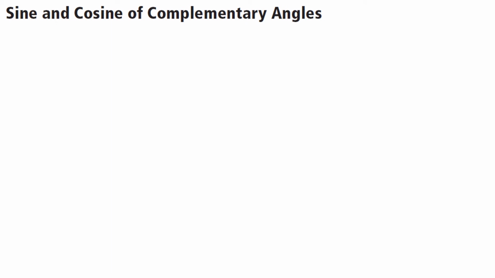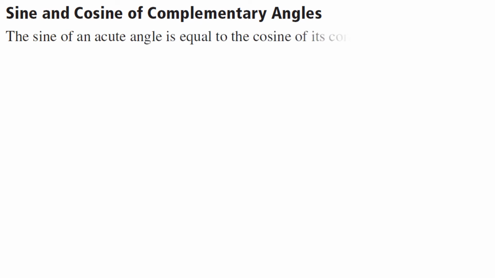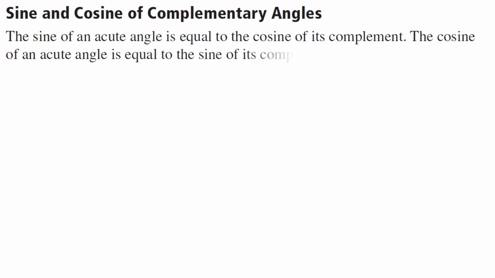And there's a neat thing that happens with complementary angles regarding sine and cosine. The sine of an acute angle is equal to the cosine of its complement. Right? That's not a coincidence. It has to happen. The cosine of an acute angle is equal to the sine of its complement. That's why it was happening.